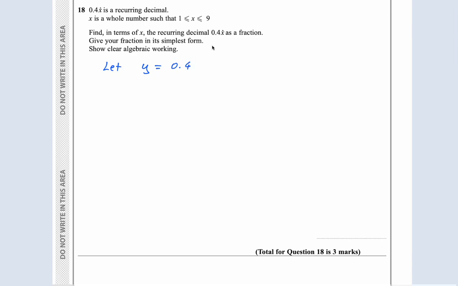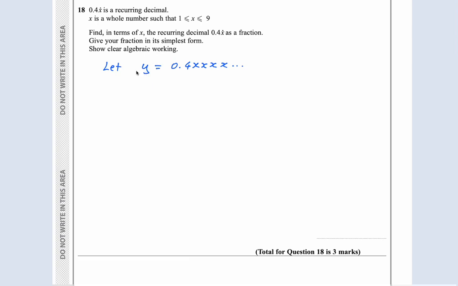Now x recurring means this is 0.4xxx. Just to be clear, guys, this does not mean 4 times x times x times x times x. This is just a decimal, so x is a number. Like if it was 5, it would be 0.4555555, etc.